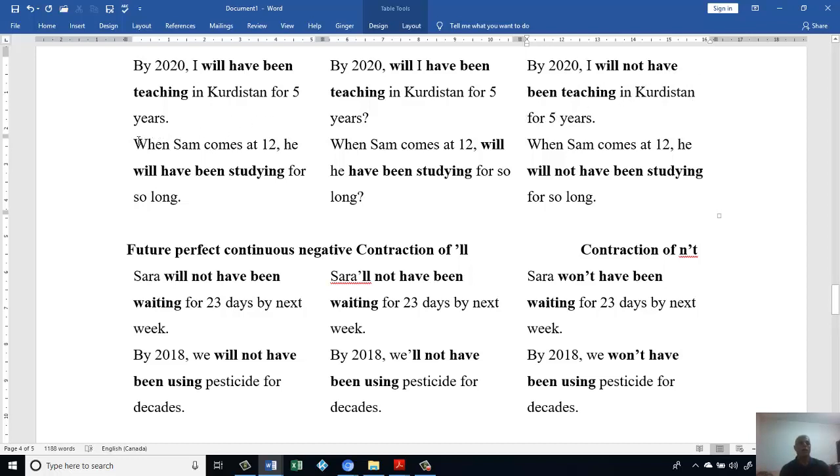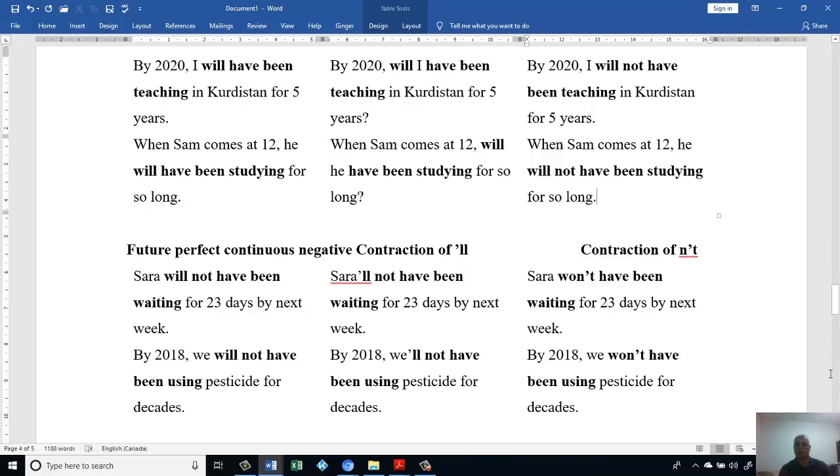Okay, let's continue with this. When Sam comes at 12, he will have been studying for so long. When Sam comes at 12, will he have been studying for so long? We have to make it a question. Then we say, yes, he will, or no, he will not. Then we go here. When Sam comes at 12, he will not have been studying for so long.